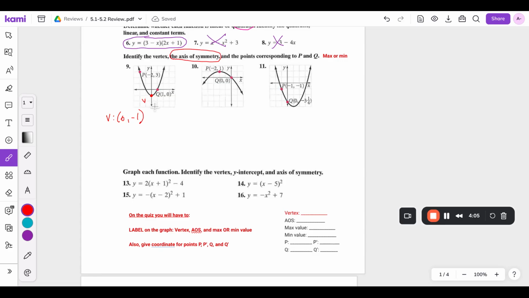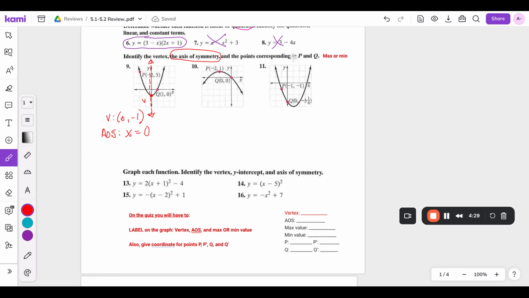And then you have to draw and label and identify the axis of symmetry. Folks, the axis of symmetry is the dashed line that passes through the vertex. Okay, and the axis of symmetry, since it is a line, it's the equation of a line, x equals. Whatever x is in the vertex, that's what x equals in your AOS.